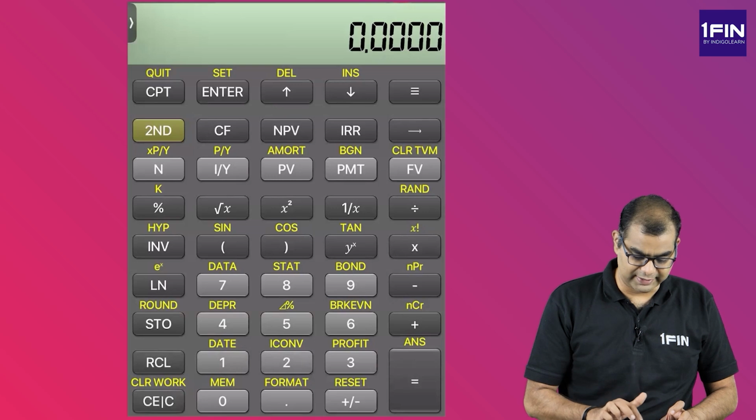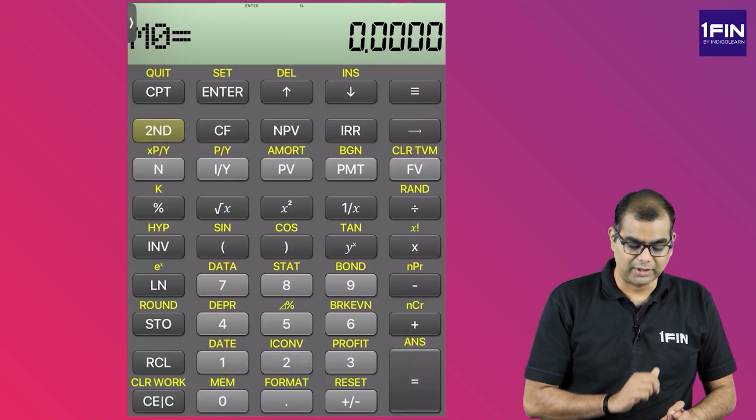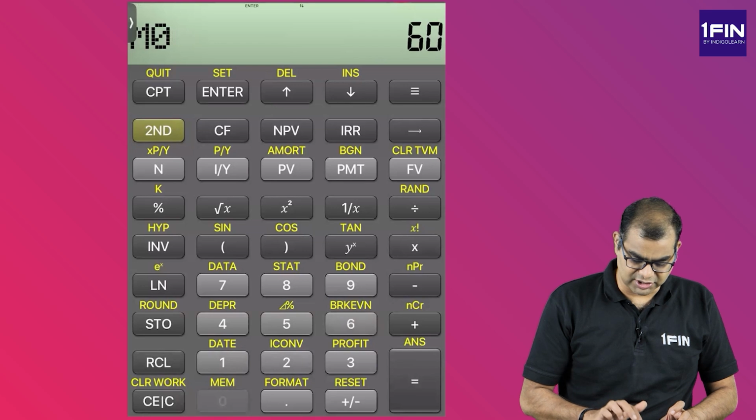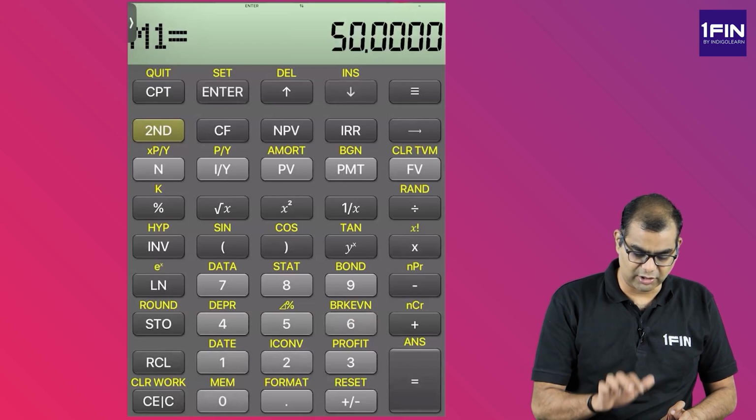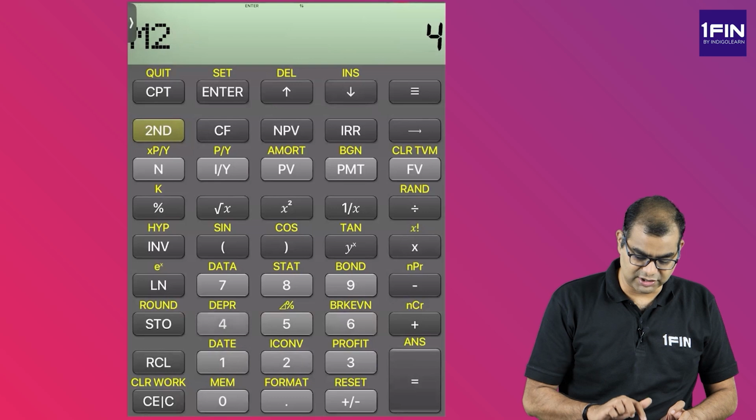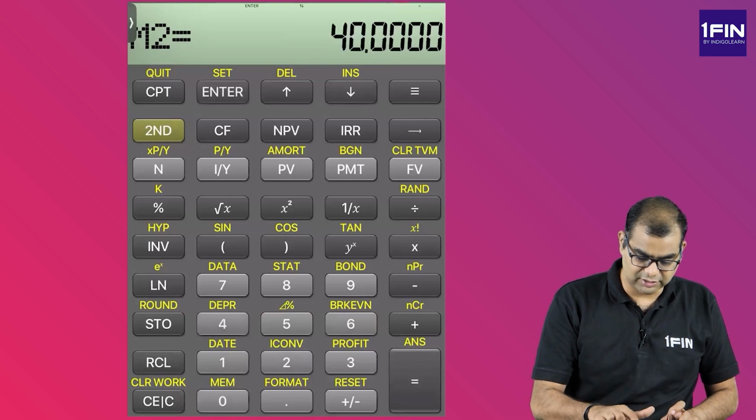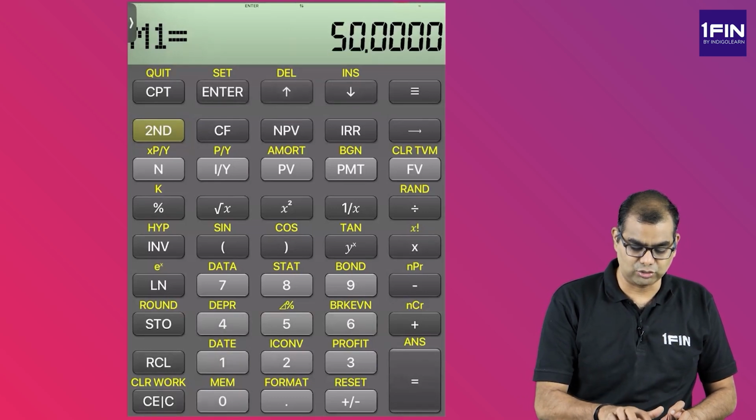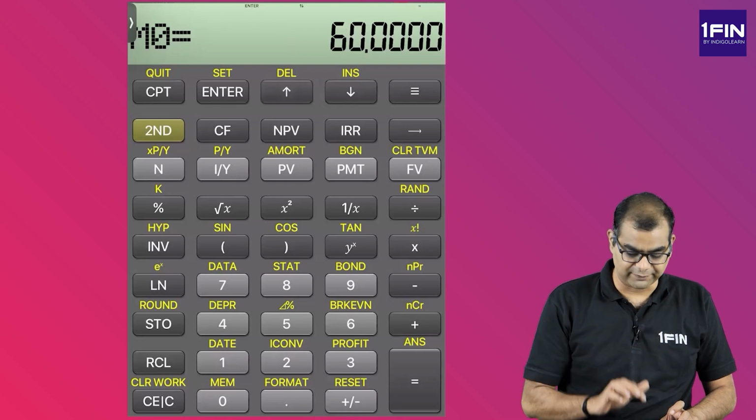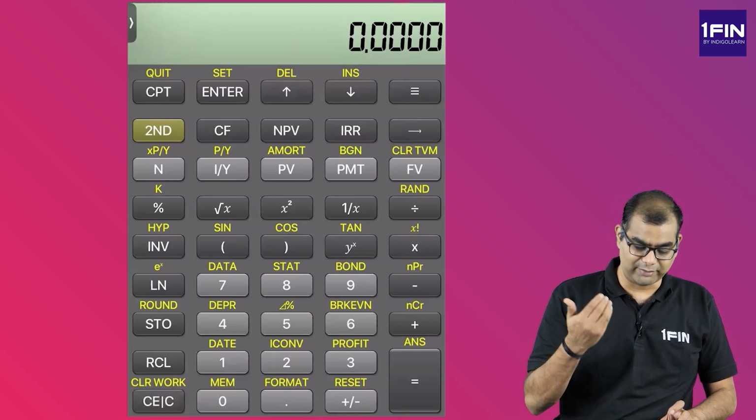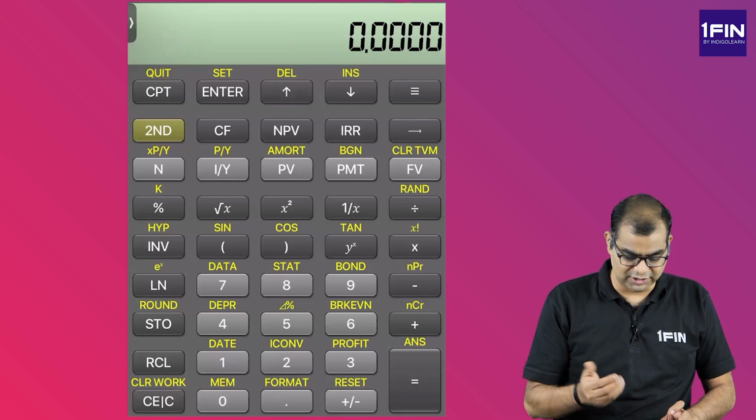So let me go again and check what is the value in memory. M0 is 0, this we will change to, let's say, 60, enter, down arrow, then M1 is 50, then down arrow, M2 I will change to 40, enter. So we have entered 3 values, 0, 1, 2, right, 60, 50, 40. Now you can do M1 into M2 or M0 into M1, I will show you.